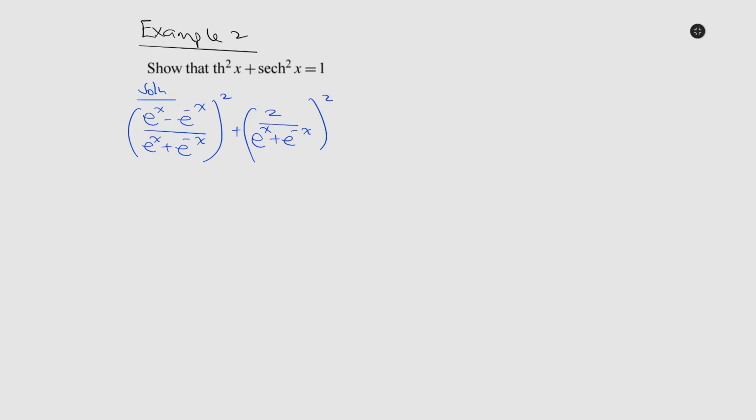Let's get to business now. This will be, again, distribution of powers from laws of indices. We will have exponential x minus exponential negative x, all squared, over exponential x plus exponential negative x, squared, plus 4 over exponential x plus exponential negative x, squared.